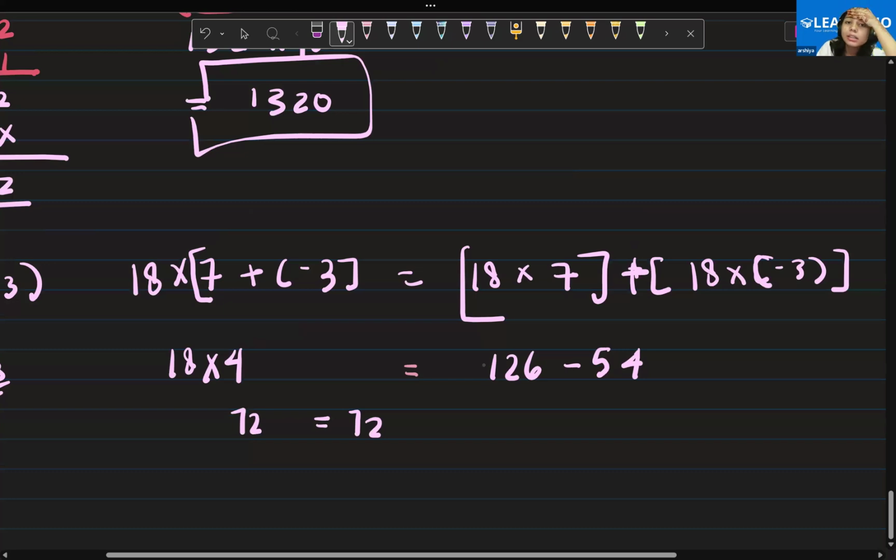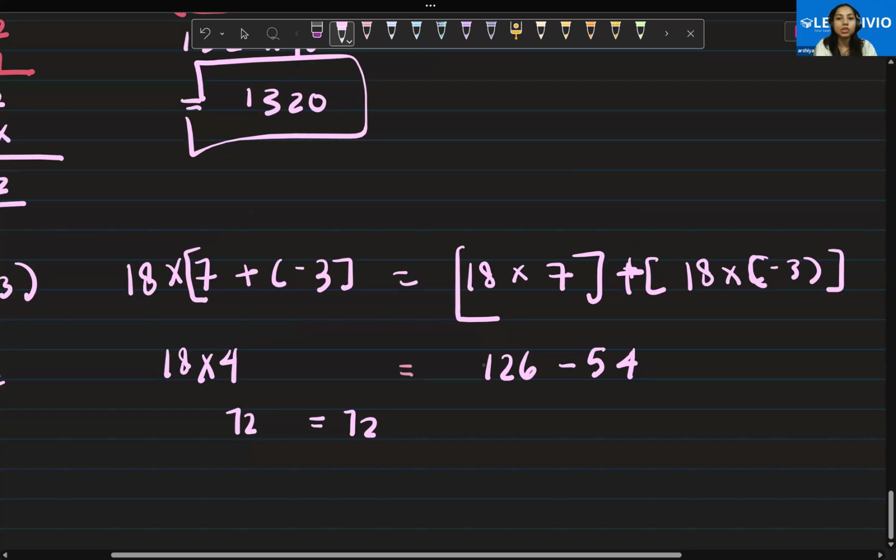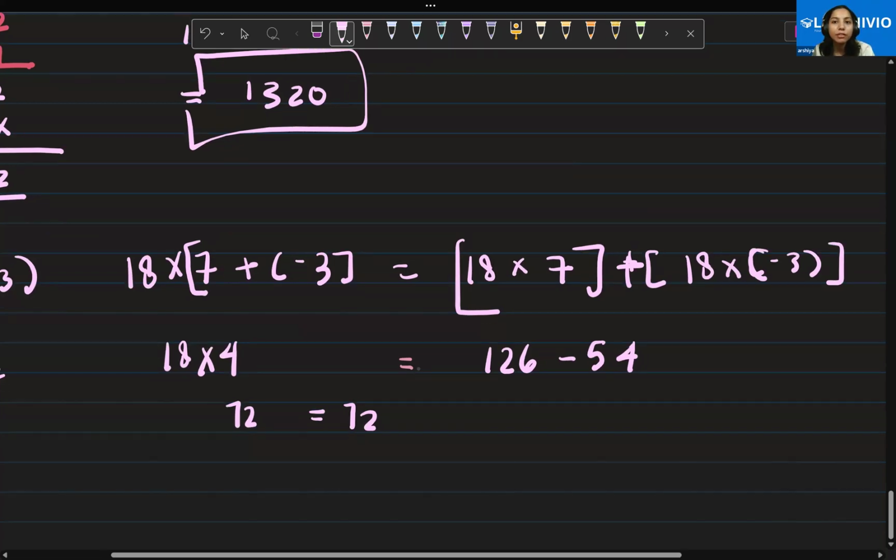Alright, so this we could also answer without solving. There is a property called the distributive property. This was an example of the distributive property only. What does the property say? Let's say we have three integers, a into b.